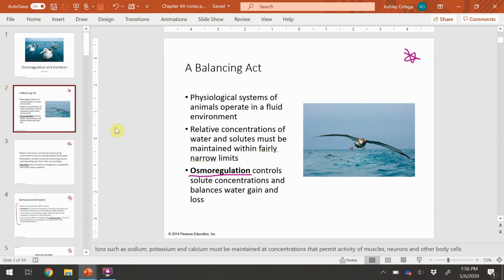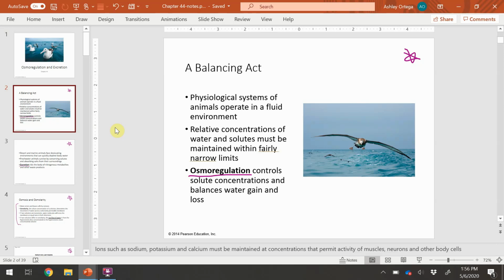Osmoregulation and excretion is a balancing act. Physiological systems of animals operate in a fluid environment. They're dependent upon water for many things, one of which is osmoregulation. So osmoregulation controls solute concentrations and balances water gain and water loss.